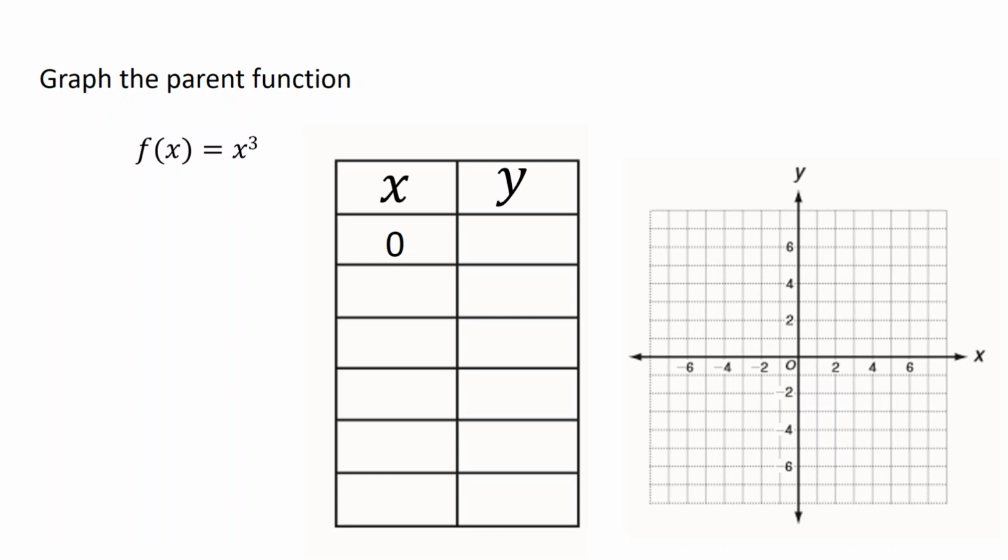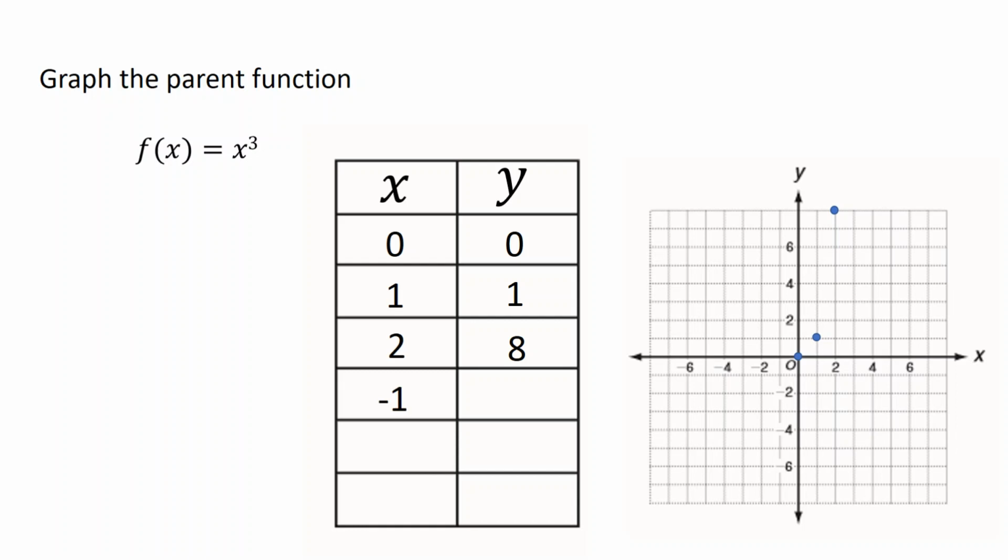So when x is 0, y is 0. All right, so we'll just put that plot on there, 0, 0. When x is 1, 1 times 1 times 1 is 1, so our y is 1. So let's plot that one. There it is. All right, when x is 2, 2 times 2 is 4, times 2 is 8. So now we need to plot our 2, 8, and there's that one.